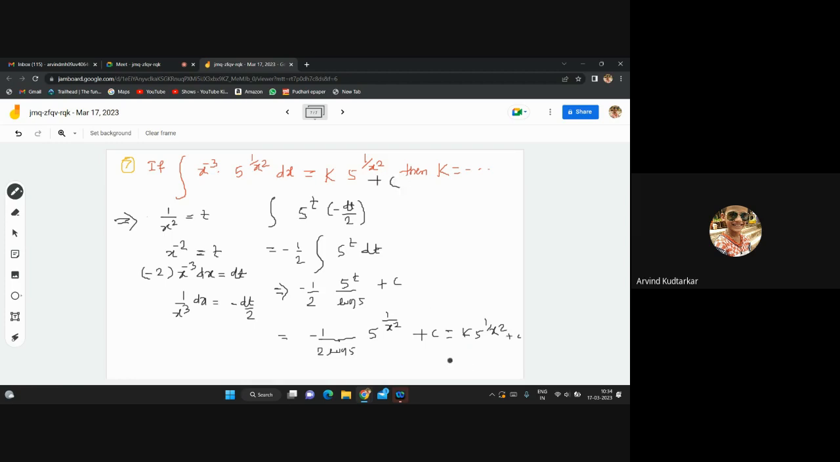So after equating the coefficients of 5 raised to 1 by x square from both the sides, in LHS there is what? Minus 1 by 2 times into log of 5, and in RHS there is what? K. So what is the value of k? Just to compare here, it is minus 1 by 2 times into log of 5, as minus 2 times into log of 5. Okay? Yes.